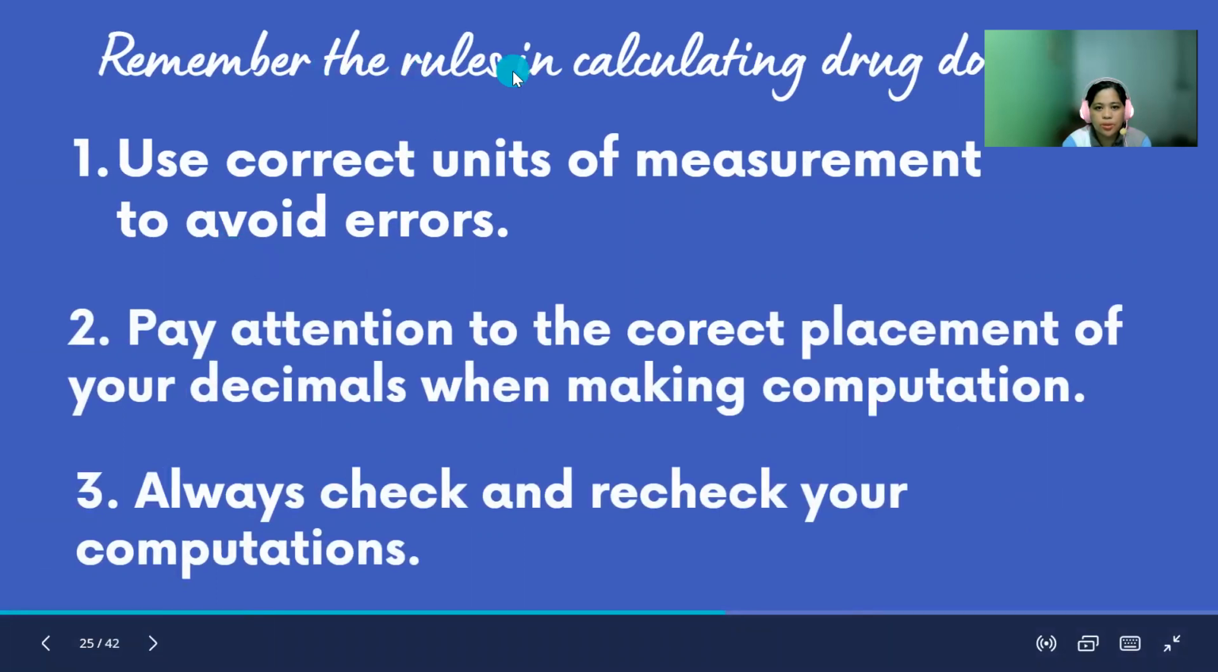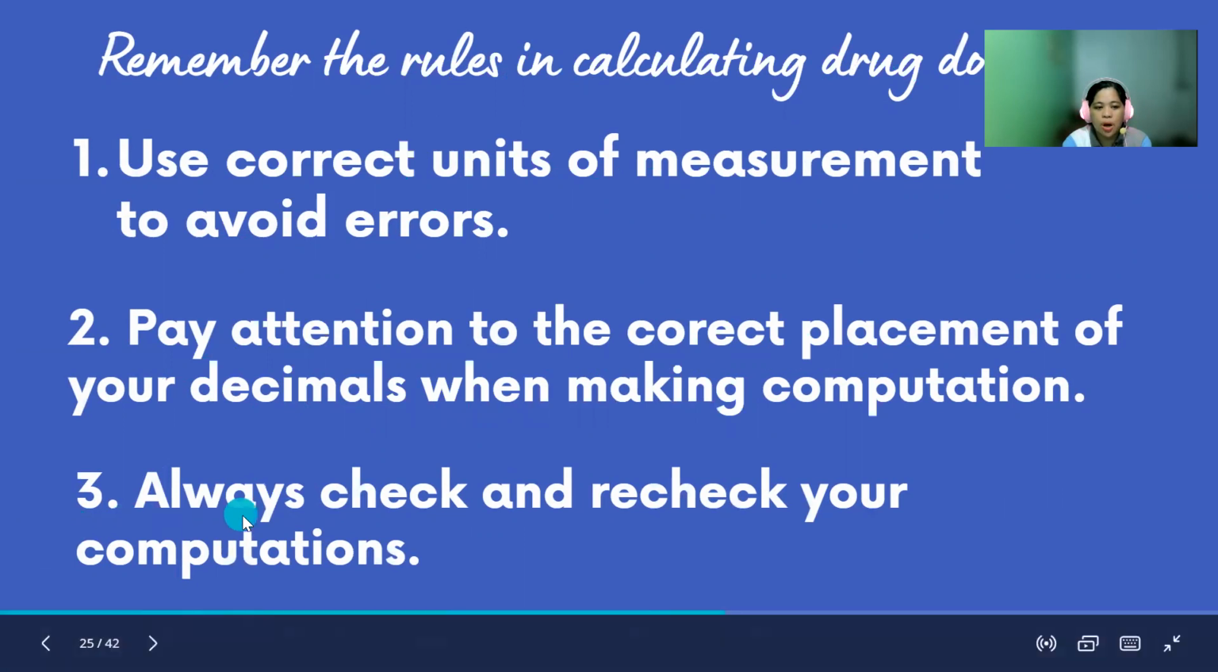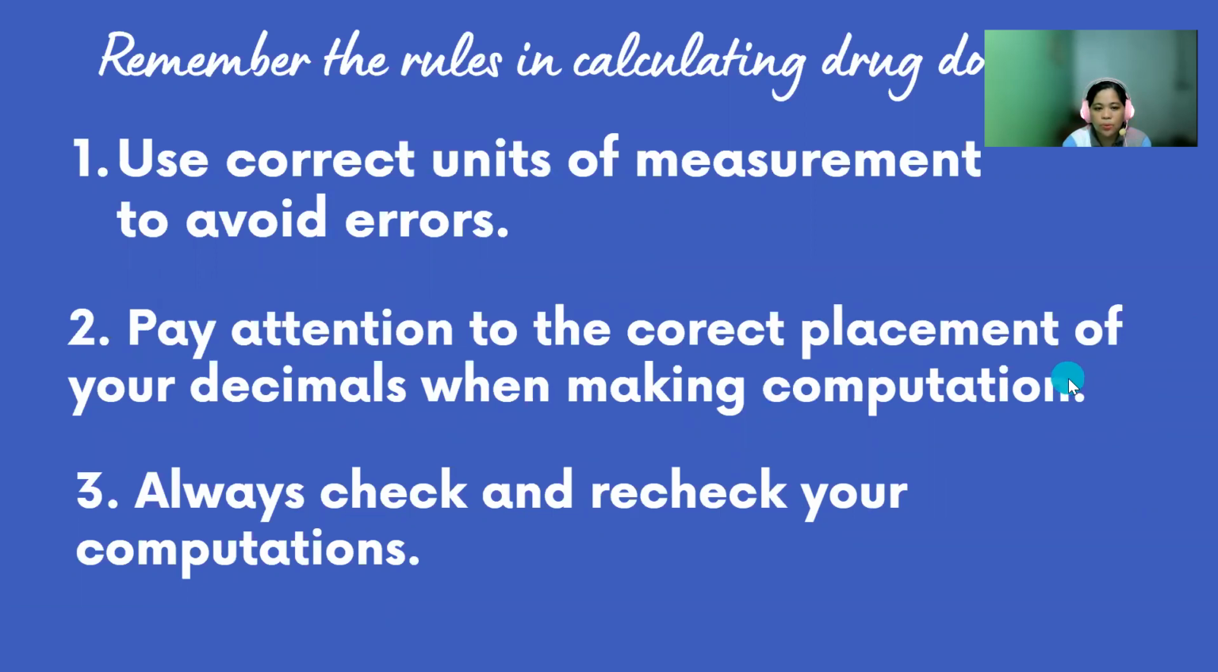These are the rules in calculating drug dose. First, use correct units of measurement to avoid errors. Always check the units. Second, pay attention to the correct placement of your decimals when making computations. Third, always check and recheck your computation. It is really important that your computation is accurate, so always make sure to check it.